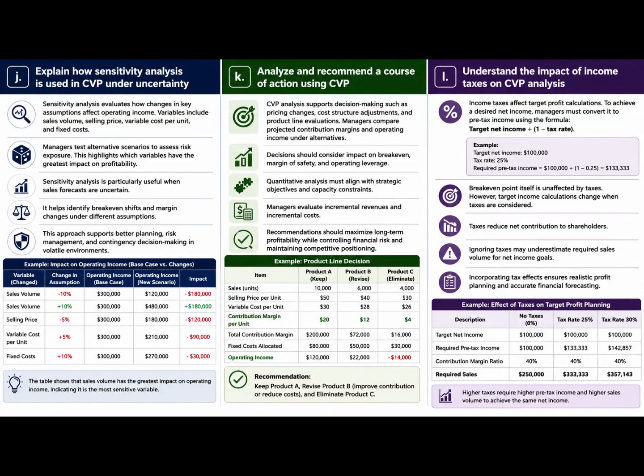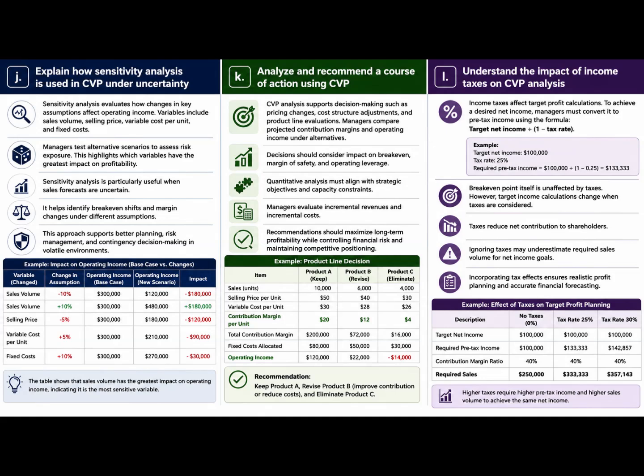J. Calculate the effect on operating income of a make or buy decision. Make or buy analysis compares relevant manufacturing costs with the purchase price. Only avoidable costs are included in the comparison. If internal production avoids costs greater than the purchase price, the company should make the product. Otherwise, buying is preferable. Fixed costs that continue regardless of the decision are excluded.